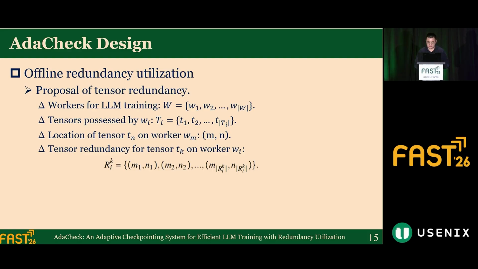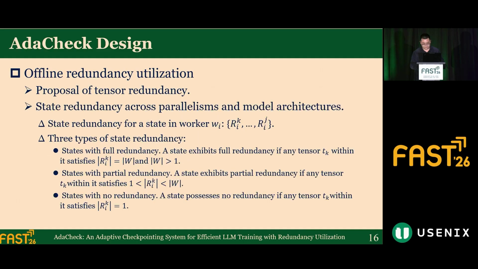We first introduce the offline redundancy utilization method to capture the state redundancy introduced by parallelism and model architecture. We propose the concept of tensor redundancy, which formally describes the distribution of redundant tensor replicas across devices during parallel training. Since model states consist of one or more tensors, we can derive the state redundancy based on tensor redundancy. In AdaCheck, we classify state redundancy into 3 types: full redundancy, partial redundancy, and no redundancy.